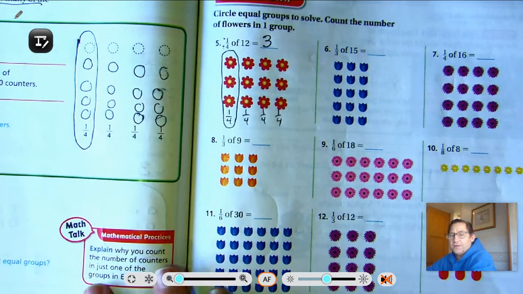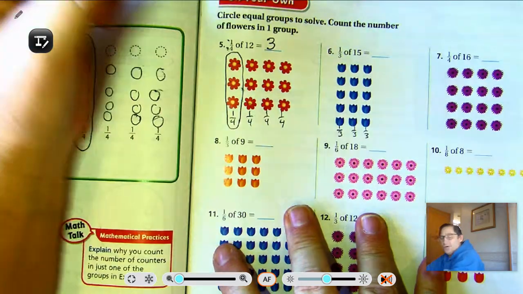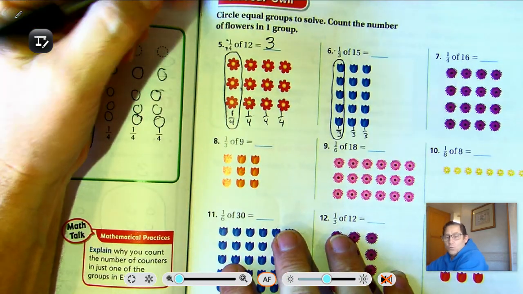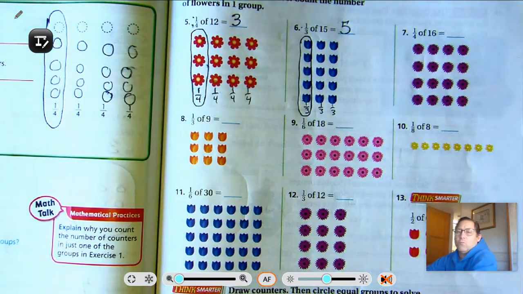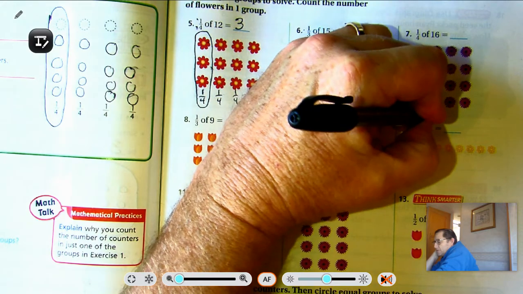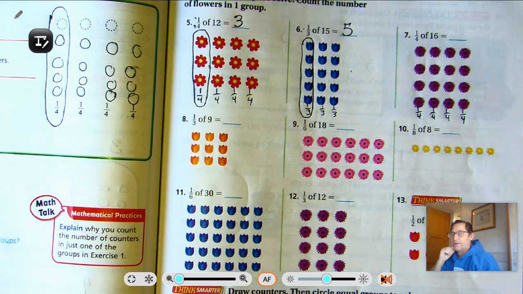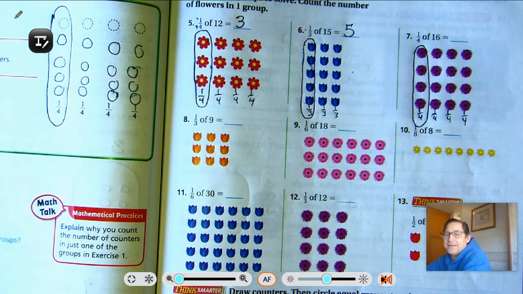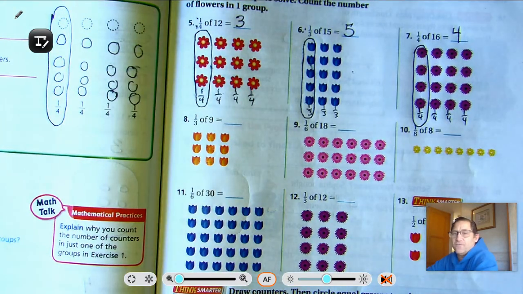Number 6, 1/3 of 15. 1, 2, 3. So each column is 1/3. I want 1/3 of 15, so I'm just going to circle one column for one group, and there's 5. Okay, 1/4 of 16. 1, 2, 3, 4. So I can go across the bottom, and each stack of them is 1/4. I'm going to circle just one of the 4 groups. How many is in one equal group? 4. So a fourth of 16 is 4.